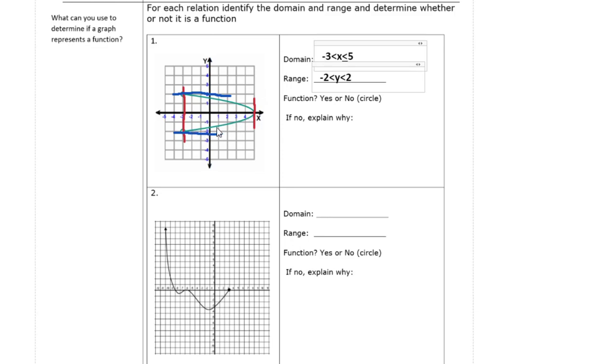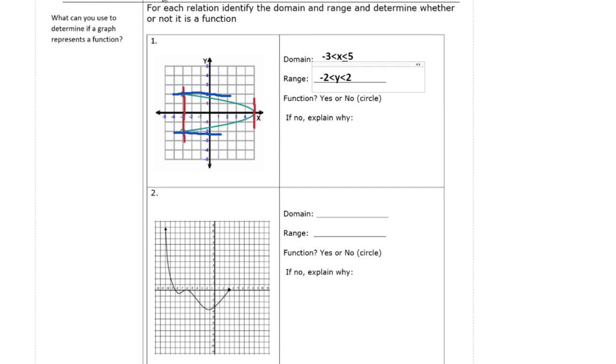And then we do the same logic for our range. -2 is less than y, which means that y is anything above -2. And then y being less than 2 shows that it's anything below 2.